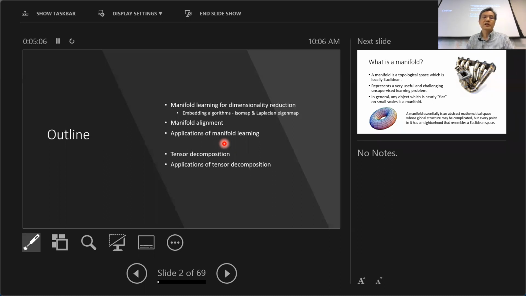Then we will discuss the tensor, and then mention the decomposition method applied to tensor. Then I will give you several applications for tensor decomposition to help you get the idea, and then later sometime you can apply to your own data set analysis.